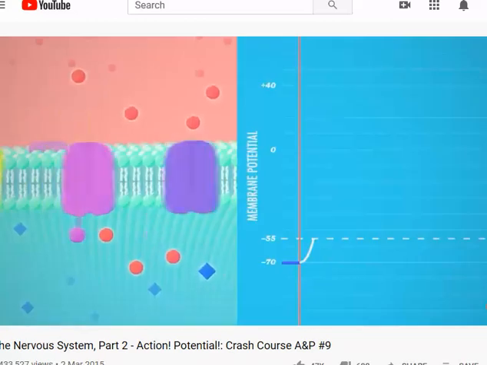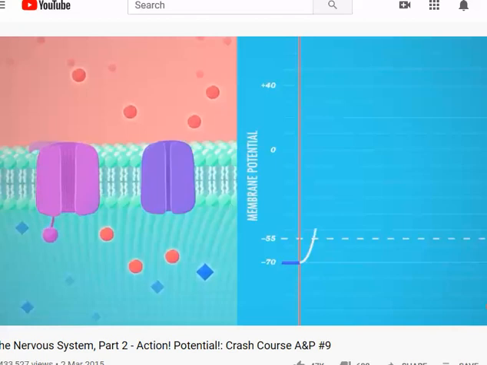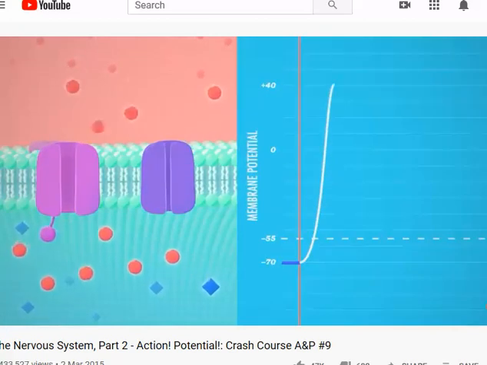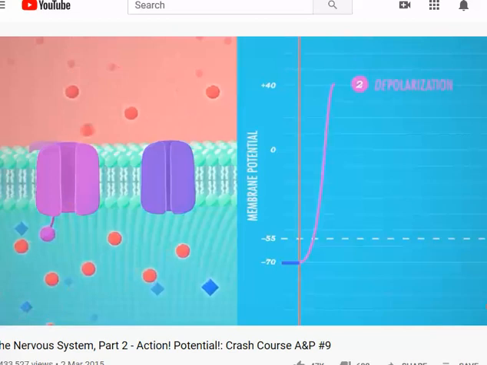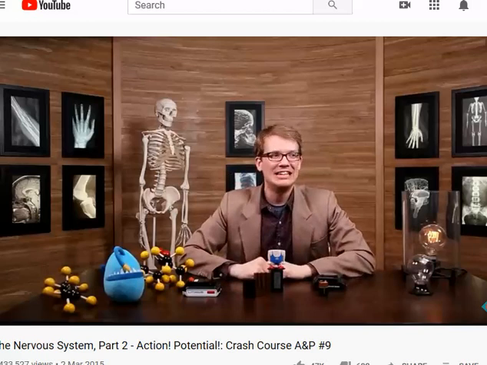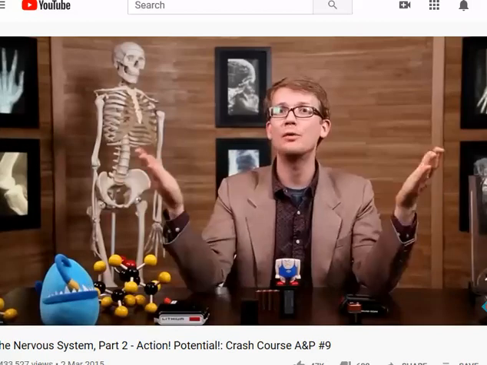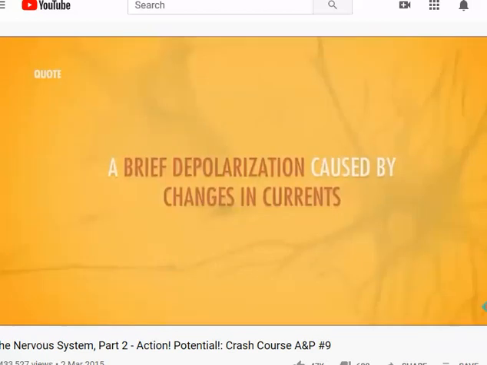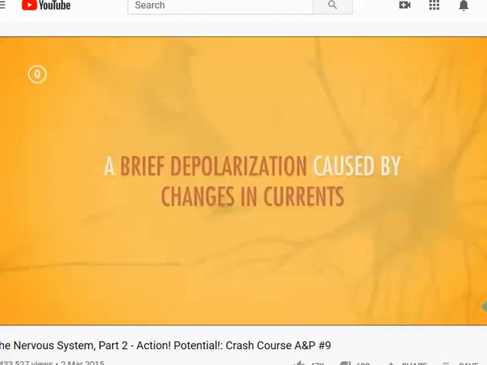At that threshold, the voltage-gated sodium channels open, and there are tons of these, so all of the positive sodium ions rush in, making the cell massively depolarized. So much so that it actually goes positive, up to about positive 40 millivolts. This is action potential in action. It's really just a temporary reversal of a membrane potential, a brief depolarization caused by changes in currents.